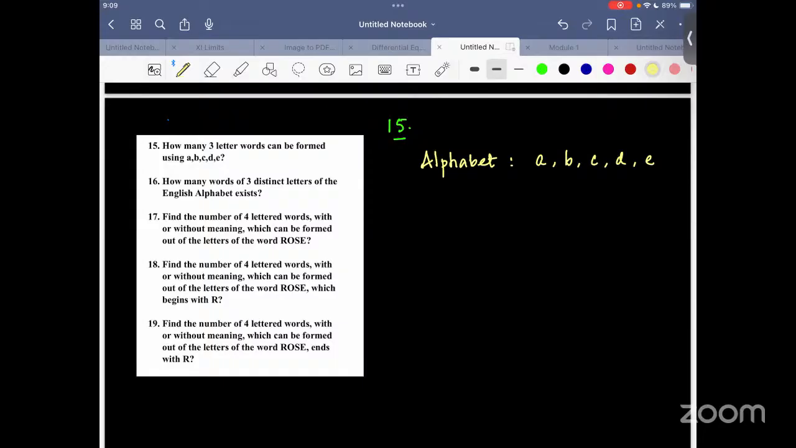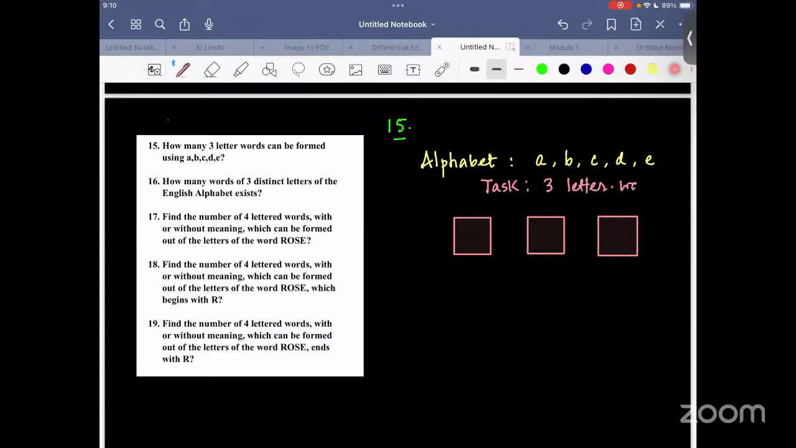तो अगर मेरे पास थ्री लेटर वर्ड्स फॉर्म करने के लिए तीन प्लेसेस की जरूरत है, आई हैव थ्री प्लेसेस टू बी फिल्ड. दैट मीन्स फॉर द टास्क, व्हाट इज द मेन टास्क? द मेन टास्क इज I have to make a three lettered word. So what are my subtasks? This is subtask 1, subtask 2, subtask 3. Is it clear? I hope you got it.